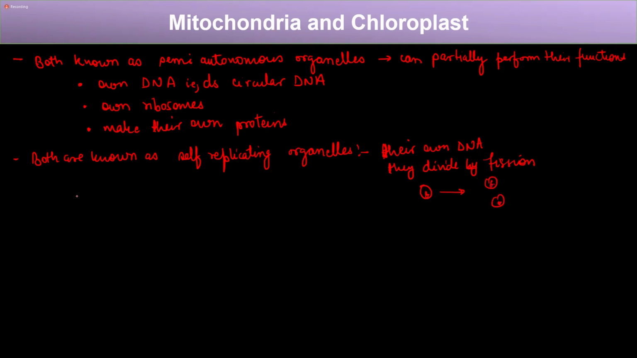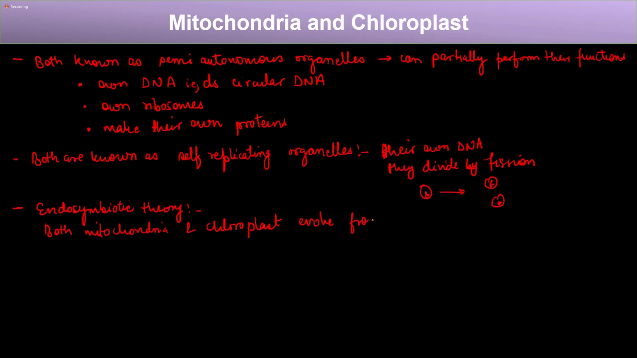Now, apart from this, it is said that both mitochondria and chloroplasts evolved from bacteria, and this theory is known as endosymbiotic theory. So, what is endosymbiotic theory? Endosymbiotic theory says that both mitochondria and chloroplast evolved from bacteria.